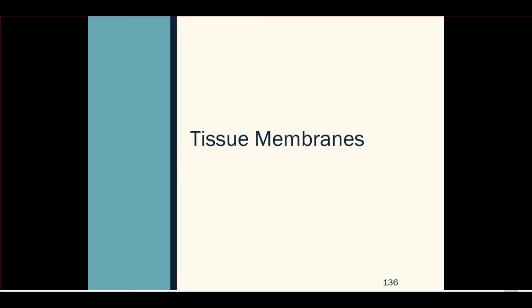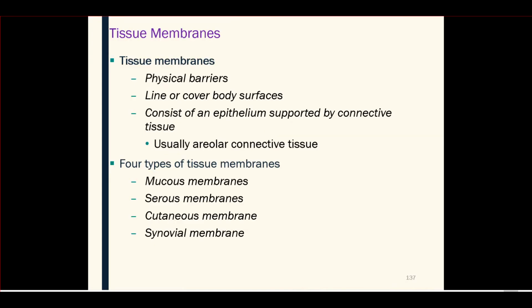In this lesson, we'll take a look at the different types of tissue membranes. So we have a lot of membranes in the body. We call them tissue membranes. Their job, one of their main jobs actually, is to be a physical barrier. They also line and cover body surfaces.